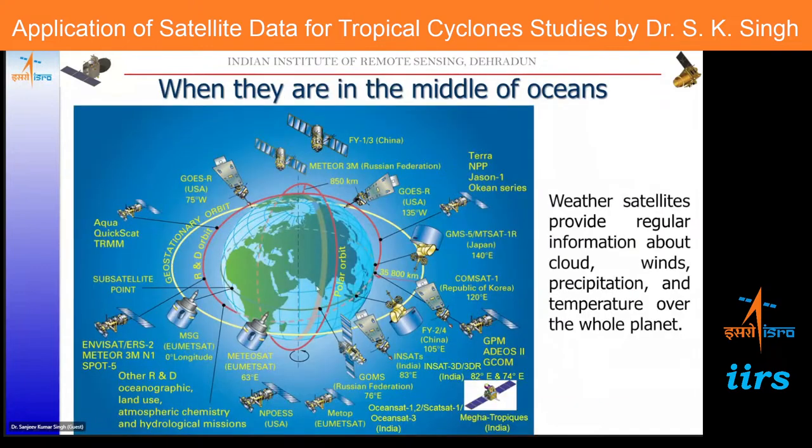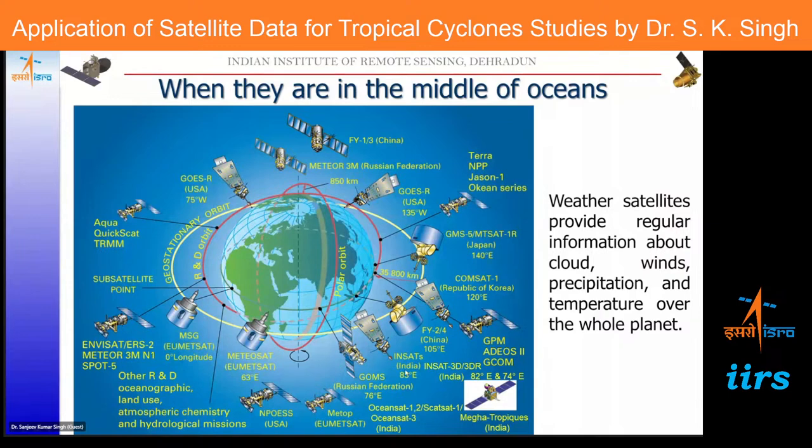You can see this is the picture of the polar, geostationary, and low Earth orbiting satellites. We have a good number of meteorological satellites for atmospheric applications and ocean applications. You can see a large network is available. So you can use these satellite observations to avoid disasters.